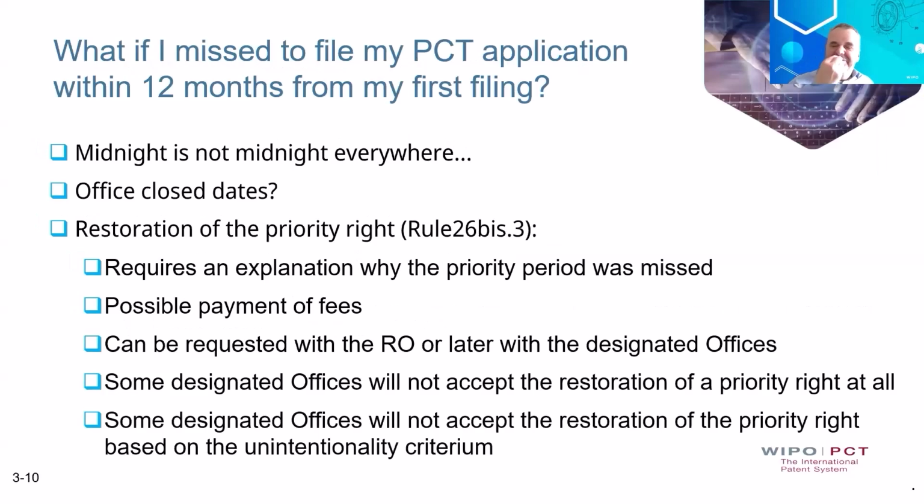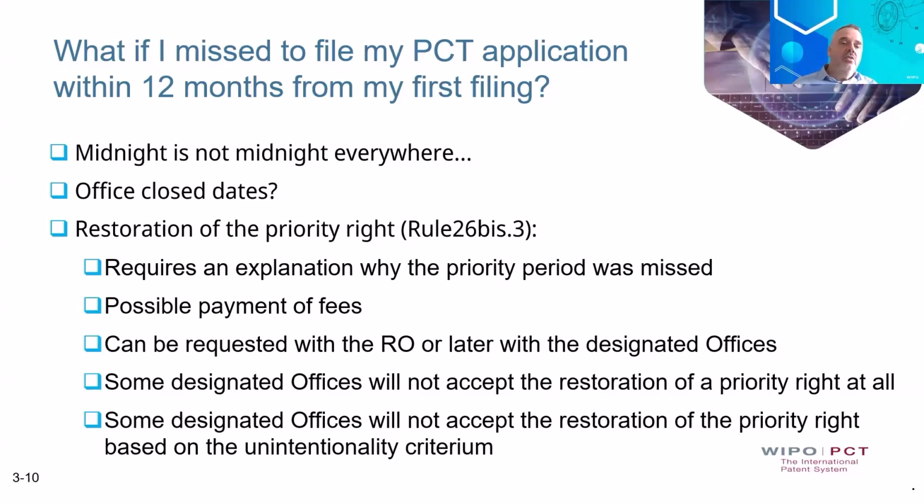So what if I miss to file my PCT application within 12 months? As you probably all know by now, it's critical to file your subsequent applications within 12 months. This is what the Paris Convention provides for. You can claim priority if you file your subsequent application within 12 months from your first filing. And that applies equally to PCT applications. So keeping within the 12 months is super important.